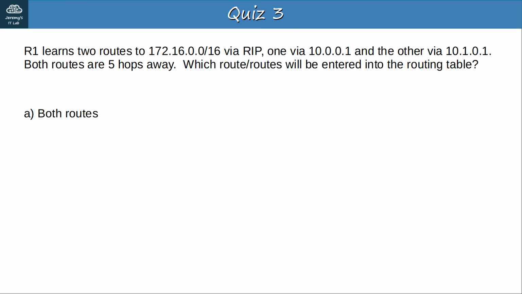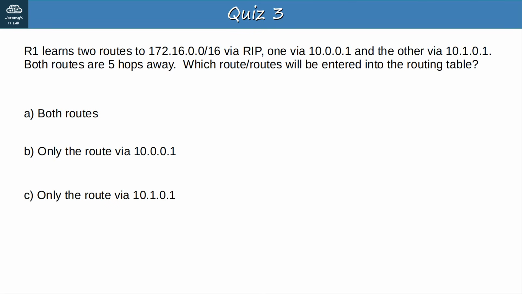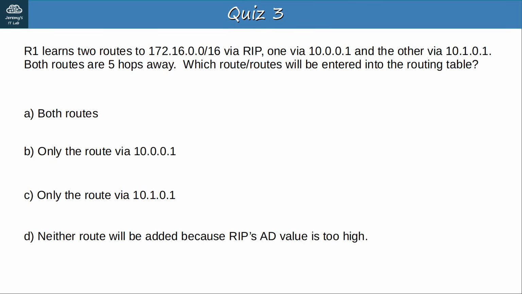A. Both routes. B. Only the route via 10.0.0.1. C. Only the route via 10.1.0.1. Or D. Neither route will be added because RIP's AD value is too high. Pause the video to think about your answer.